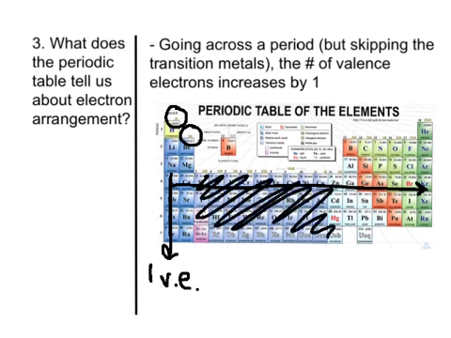So in the first column, group 1A, we have 1, group 2A, we have 2, group 3A, we have 3, 4 has 4, 5 has 5, 6 has 6, 7 has 7, and group 8A has 8 valence electrons. So as we go across, skipping those transition metals, the number of valence electrons is going to increase by 1.